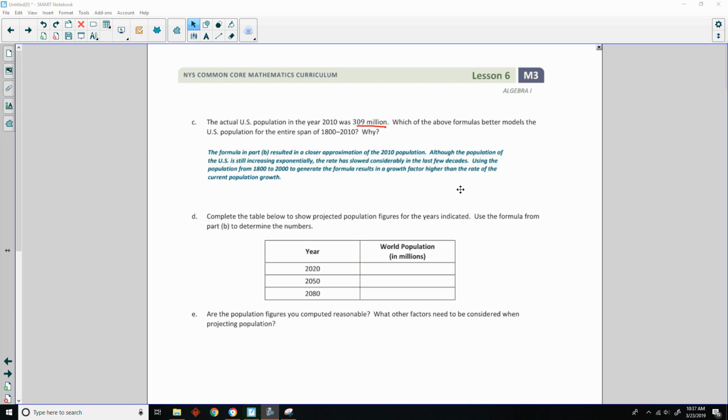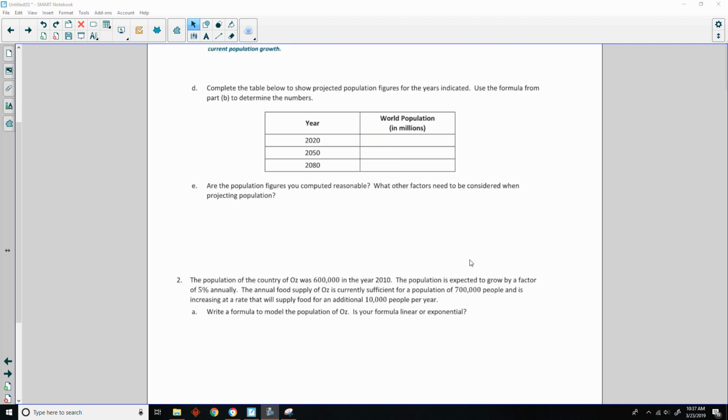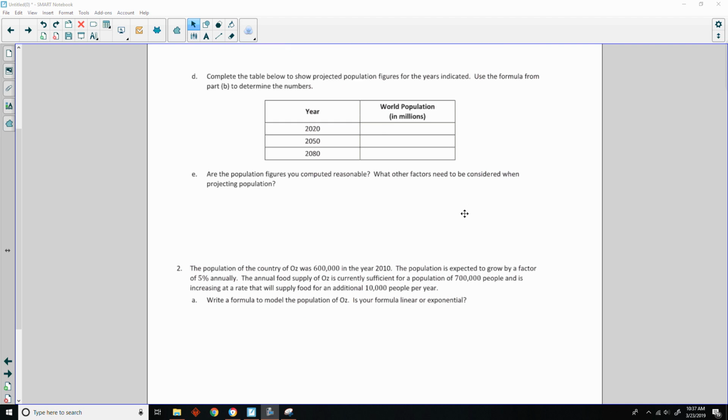It says the formula in Part B resulted in a closer approximation of the 2010 population. Although the population of the U.S. is still increasing exponentially, the rate has slowed considerably in the last few decades. Using the population from 1800 to 2000 to generate the formula results in a growth factor higher than the rate of the current population growth. Okay, so we have slowed down in population growth. D says complete the table below to show projected population figures for the years indicated. Use the formula from Part B to determine the numbers.